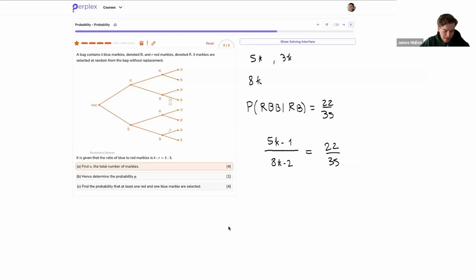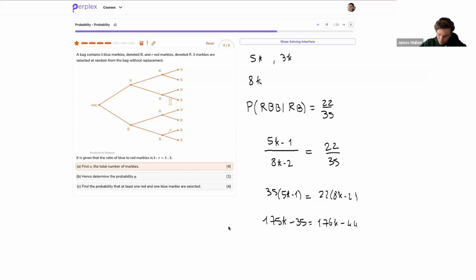All right. Now this looks like it's going to be a bit of a mess to expand, and it is slightly messy, but it's not actually terrible. What I can do is say 35 times 5K minus 1 is equal to 22 times 8K minus 2. If I expand both of those, 5 times 35 is 175K minus 35, and 22 times 8, this is also a calculator question, is 176K, then minus 44.